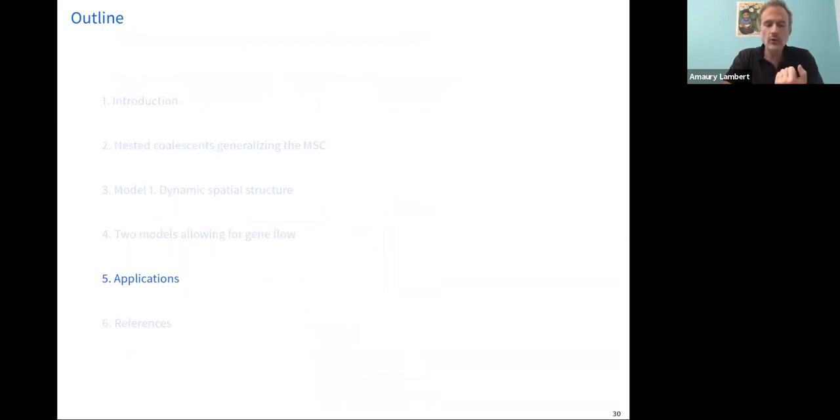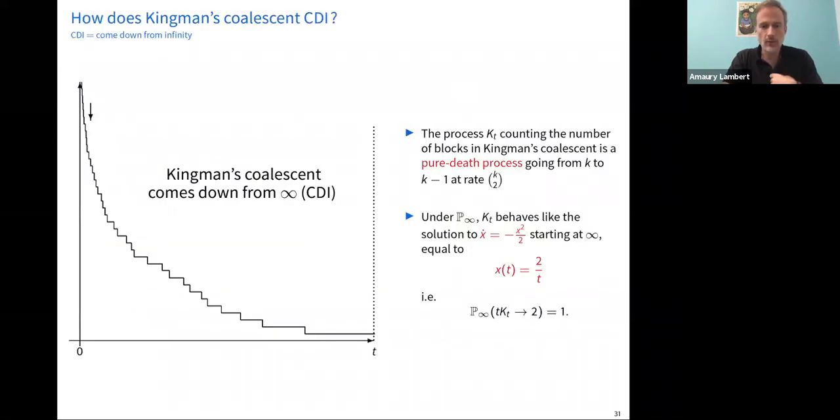And now I have 5 minutes to tell you a little bit more about the coming down from infinity of nested coalescents, coming back to a question of yours, Ivan, during the first lecture about whether there was a shape theorem for the descent from infinity of the Kingman coalescent.